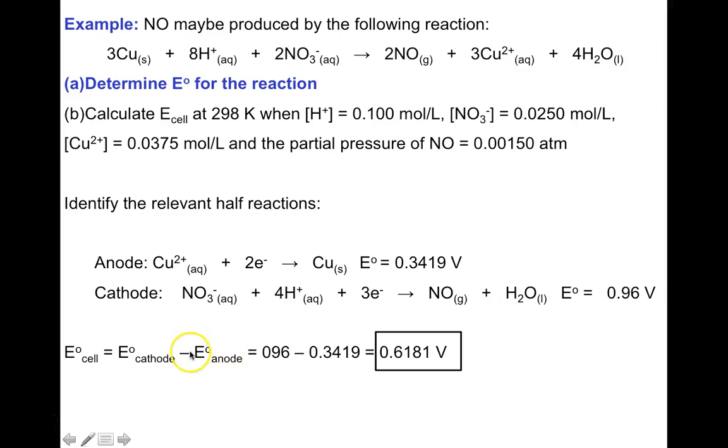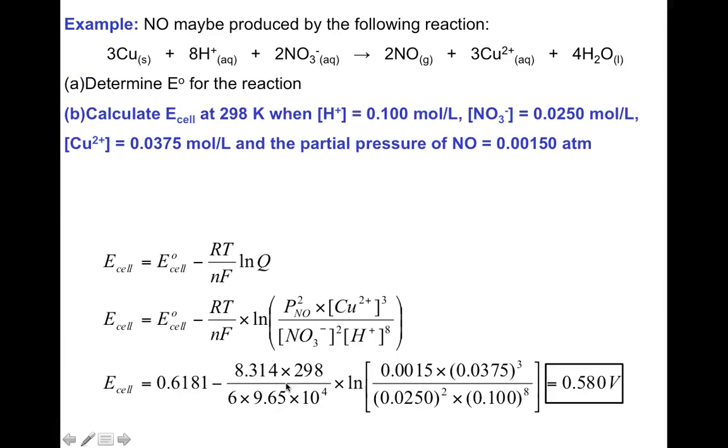As we know, the cell potential is just the cathode reduction potential minus the anode reduction potential, which in this case works out to be 0.6181 volts. So we've got E0, and now we're going to calculate Ecell when the concentrations and partial pressures are very, very different from the standard states.